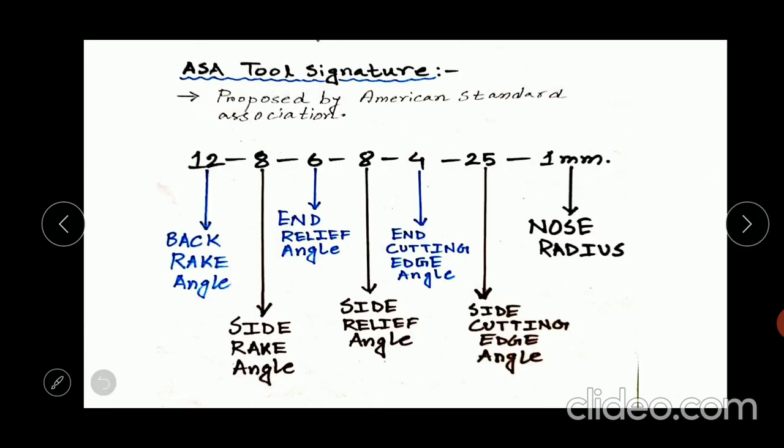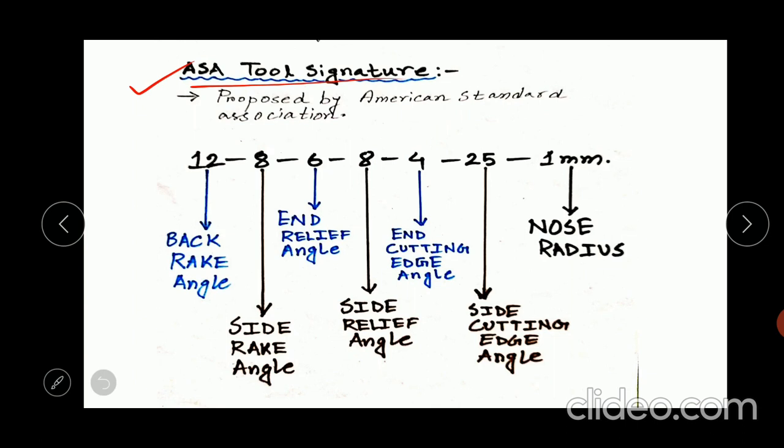Different kinds of tool signatures are there, and this video is based on the ASA tool signature system. It is proposed by the American Standard Association, and it is a machine reference system. What does it signify? That the 3 planes of reference and the coordinates are chosen based on the configuration axis of the machine tool, and as long as the axis of the single point cutting tool is at a right angle with the axis of the workpiece, this kind of tool signature is valid.